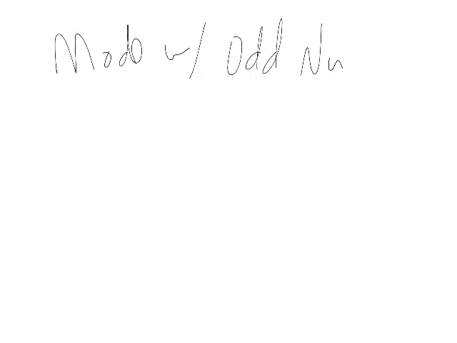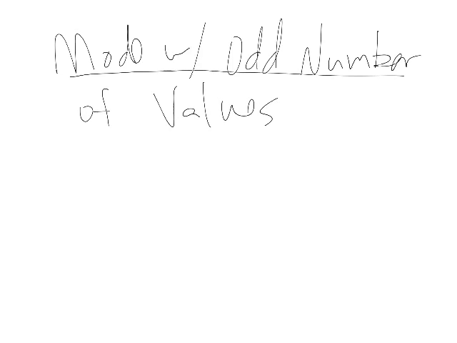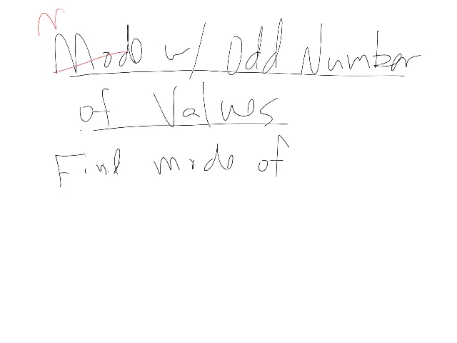So I want to show you an example of a median with an odd number of values. On the previous slide, we looked at the median with an even number of values. So let's find the median of these numbers. We'll assume that they're already sorted. Oops, I meant not mode. That's not what I care about. I want to do the median.